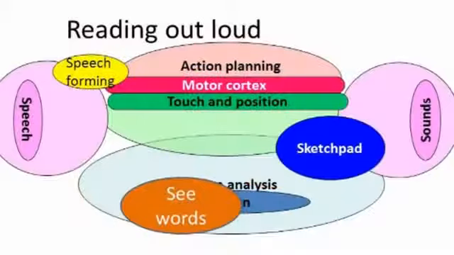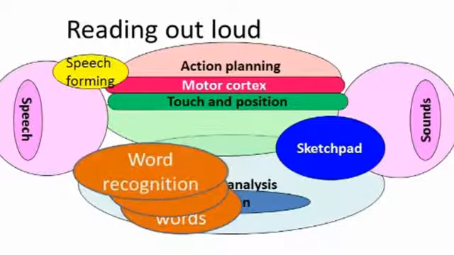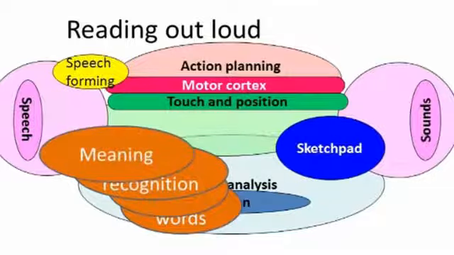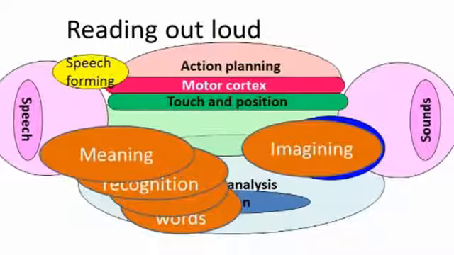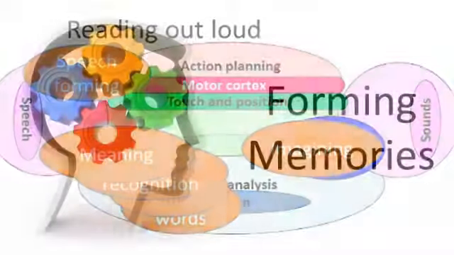First of all, we need to see the words in the visual cortex. Then we need to identify the parts of the word or the phonics, and then build those into words which we recognize, and then build some meaning out of the words. To help us build the meaning, we need to build up some imagery in the sketchpad. Now we've just read the words, now we need to speak them out loud, so we need to use the speech forming area as well. So lots of parts of the brain all working together.